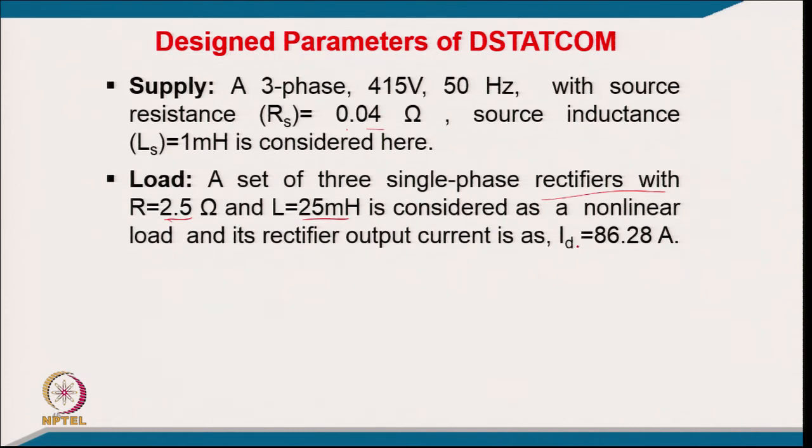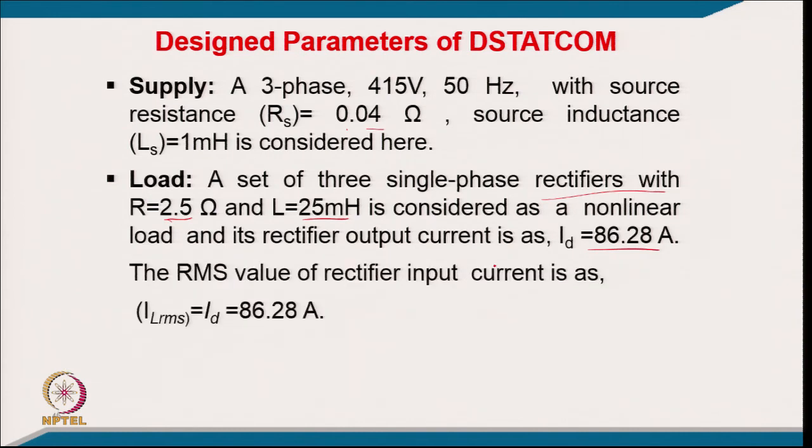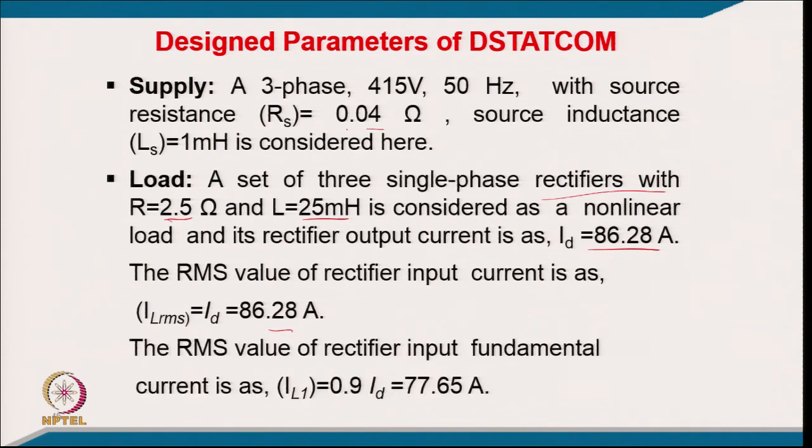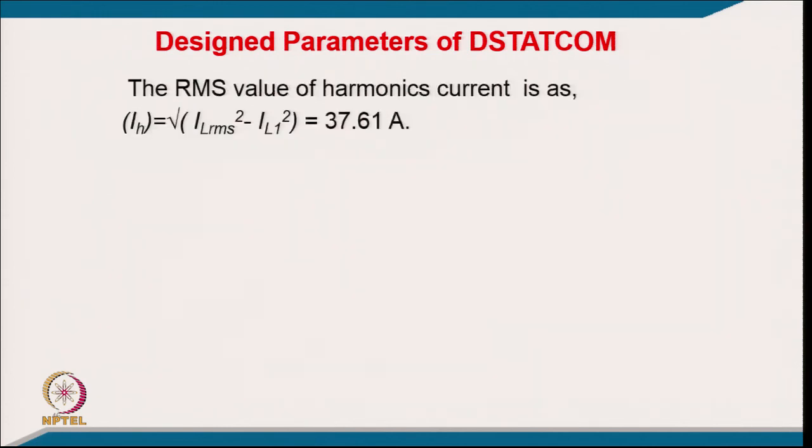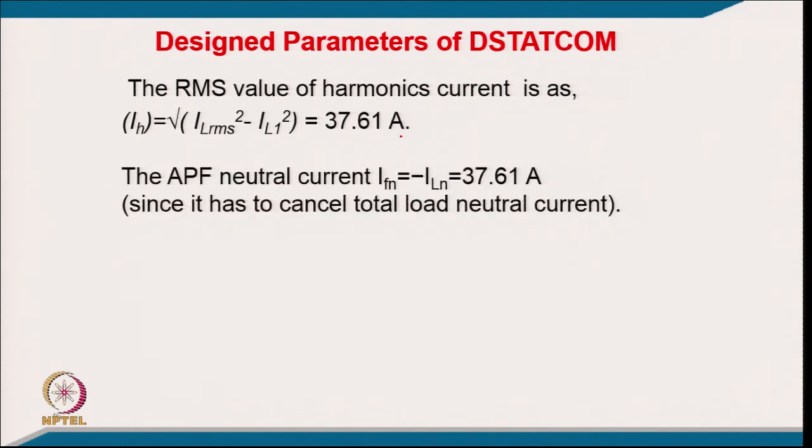and its rectifier output is ID equal to 86.28 ampere, and the RMS value of the rectifier input current will typically be the same as the 86.28 ampere, and the rectifier fundamental RMS will be 0.9 times that. So, that is typically 77.65 ampere, and the RMS value of harmonic current will be RMS minus fundamental current, that is 37.61. The APF neutral current will be the same as the load current, so that is 37.61.